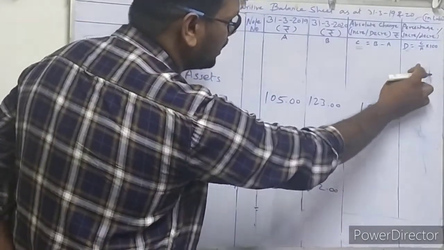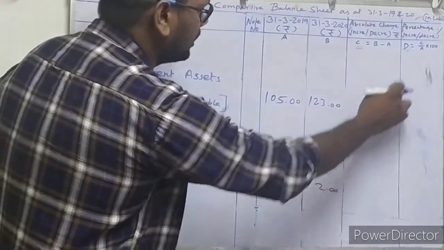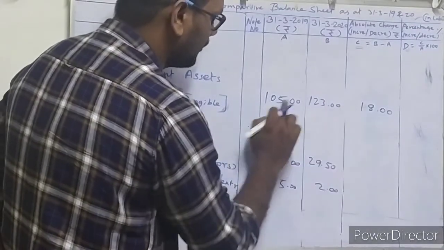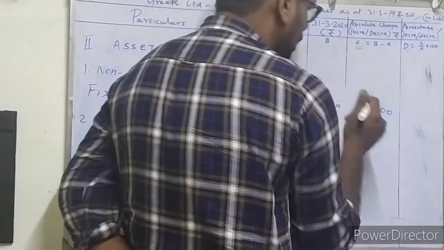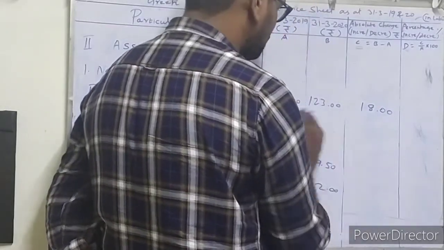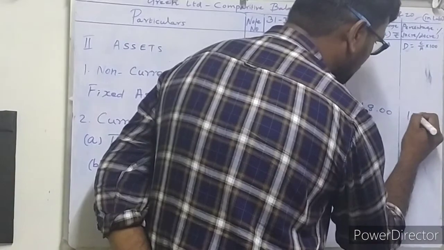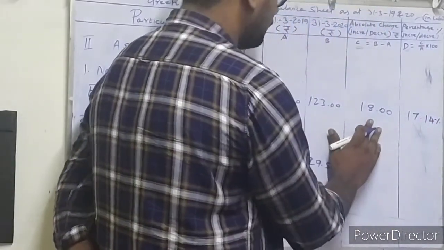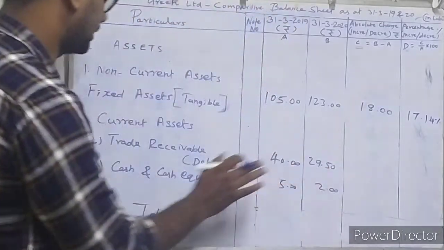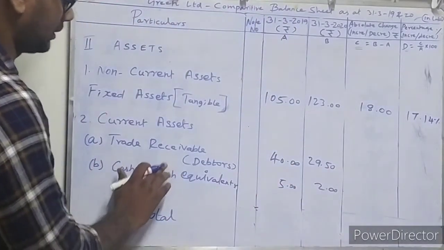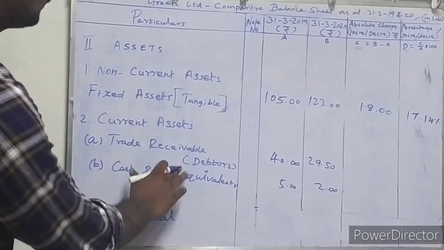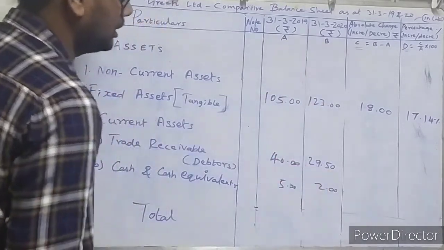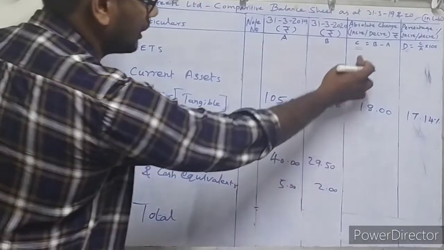Now we are going to substitute the formula. D is equal to C by A into 100. So C is 18, A is 105. 18 divided by 105 into 100. How many percentage is it increased compared with previous year? That is 17.14 percentage increased. Anyway, it is a positive figure, so no need to put in bracket. And for trade receivables, especially debtors, for previous year it is 40 lakhs, for current year it is 29 lakhs and 50,000.